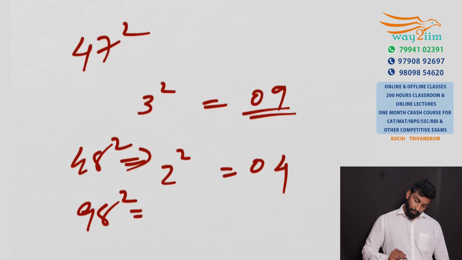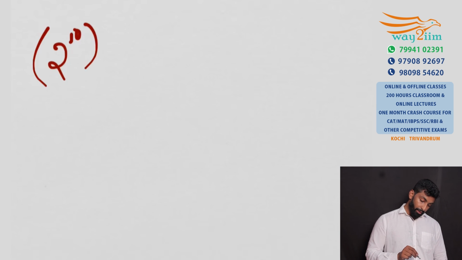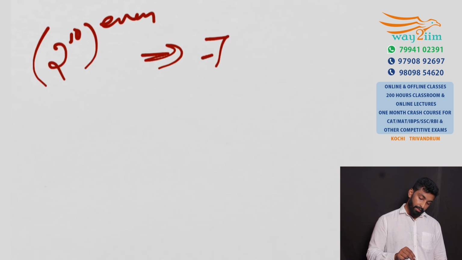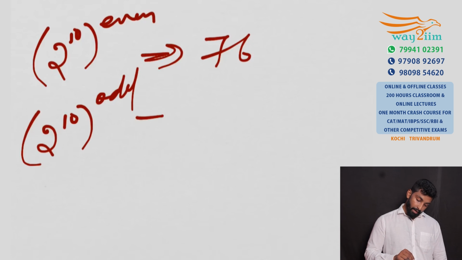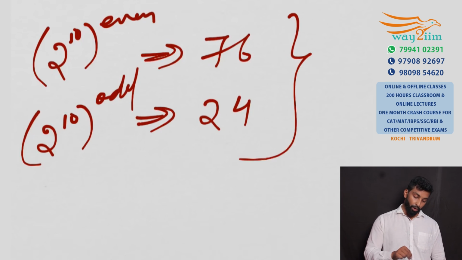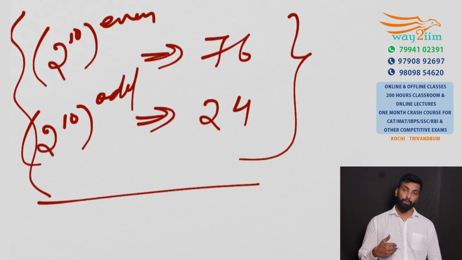98 square will be equal to 2 square, that will be again 04. Okay, next we will see 2 raised to n numbers. One thing you need to know is 2 raised to 10 raised to any even number, last 2 digits will be 76. 2 raised to 10 raised to any odd number, last 2 digits will be 24. You can put it in a box or something. So with this you can solve almost all the questions when it comes in this format, 2 raised to n.